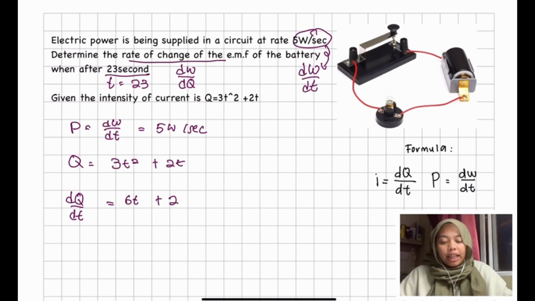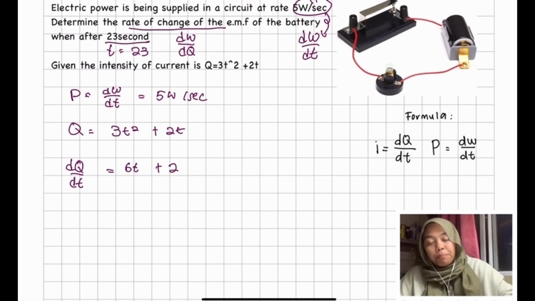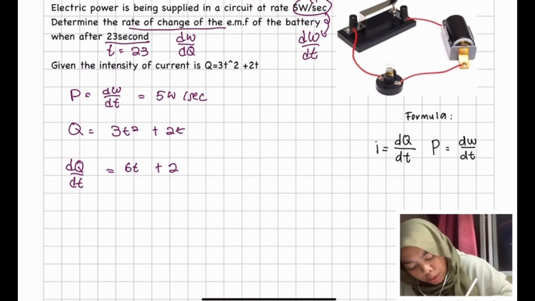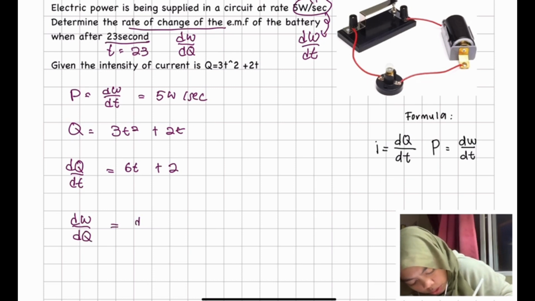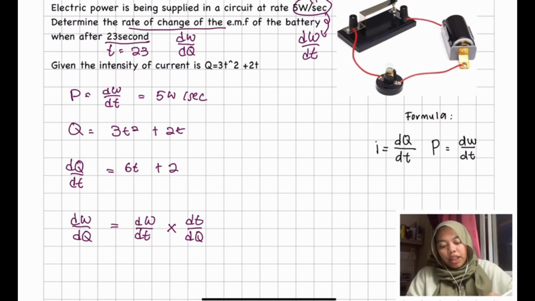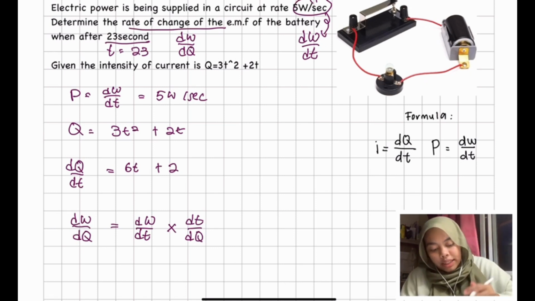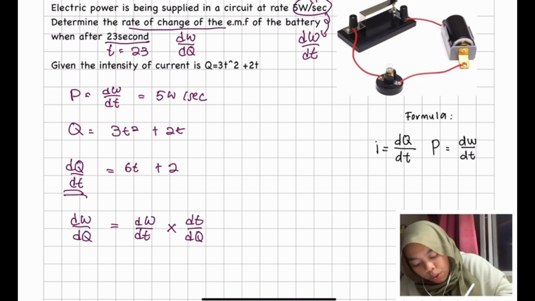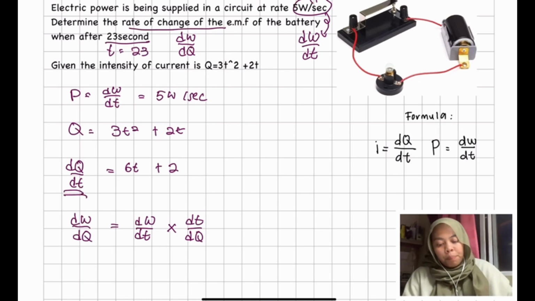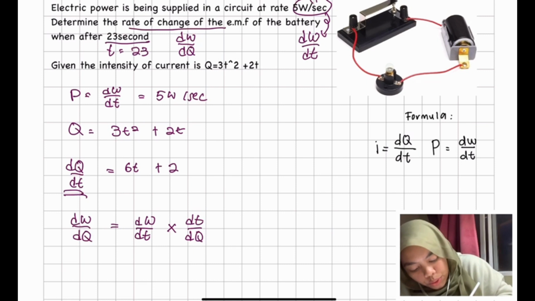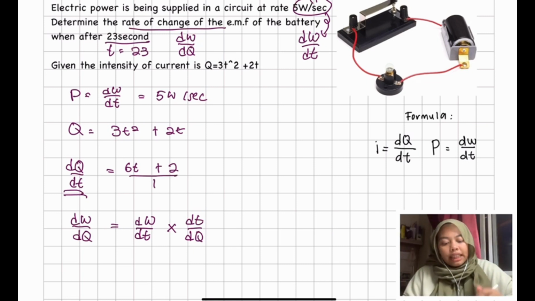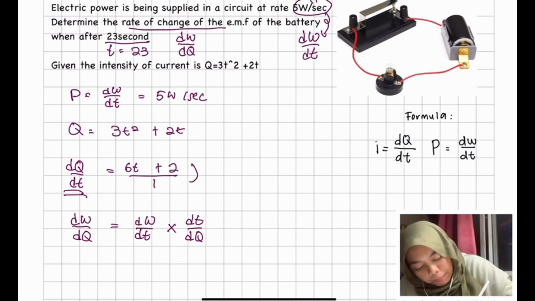So you can actually find the rate of change of the EMF by using the chain rule. dW over dQ is equal to dW over dt times dt over dQ. We already have the value of dW over dt. But notice that over here, we only have dQ over dt. We don't have dt over dQ. But actually, 6t plus 2 is over 1. So in order to find dt over dQ, you only have to flip the equation.